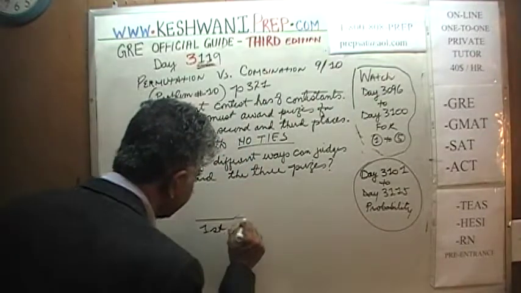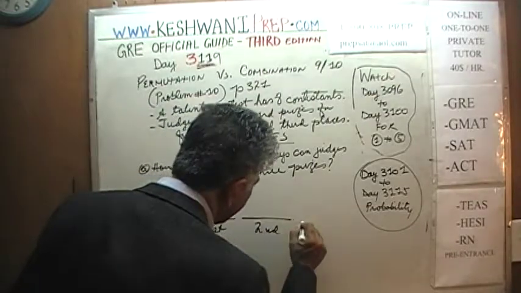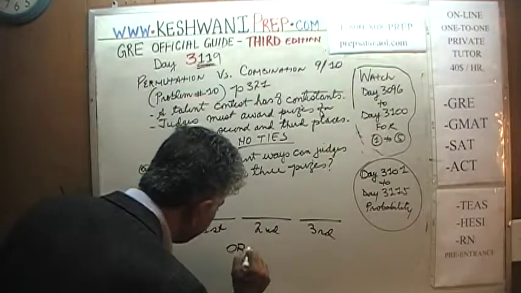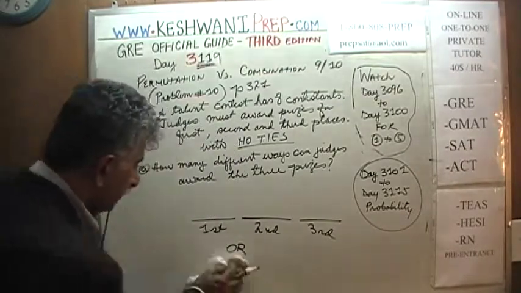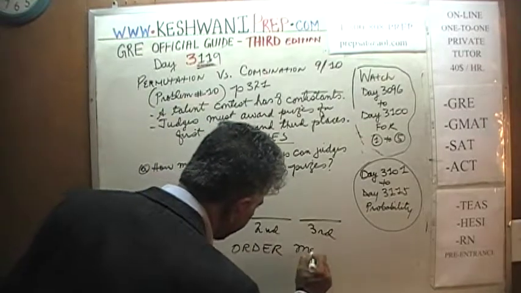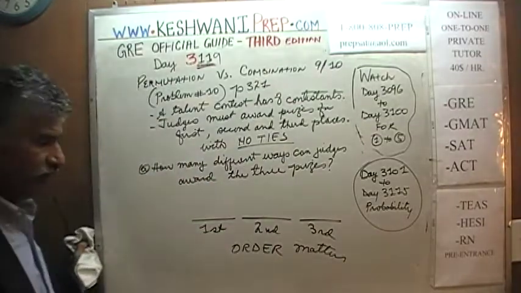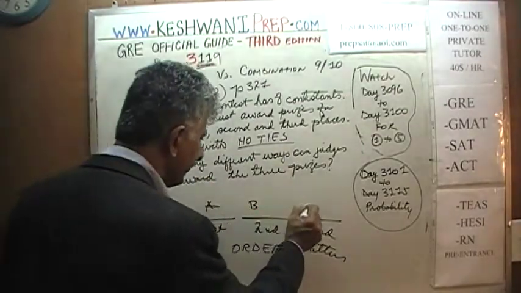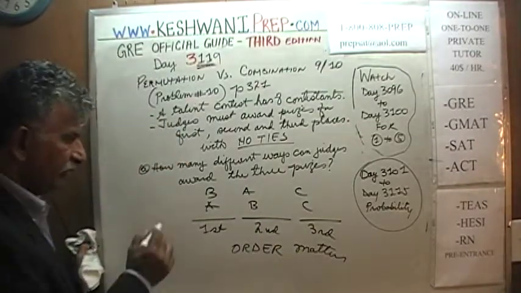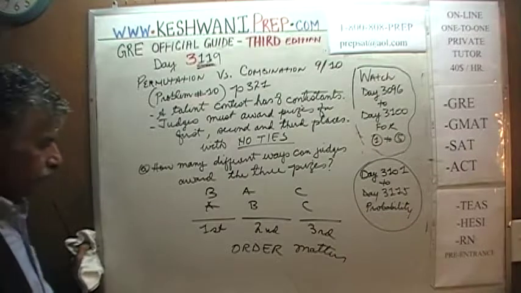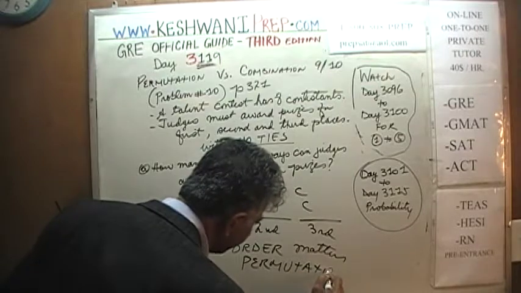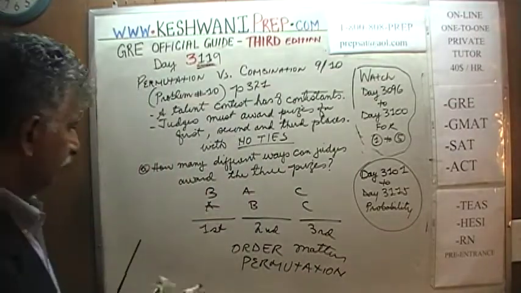First prize, second prize, and third prize. Of course, here, order matters. It makes a big difference whether A has the first prize, B has the second prize, C has the third prize, or B has the first prize, A has the second prize, and so on. Whether C has the first prize, order matters here. Since order matters, this problem is dealing with the notion of permutations.